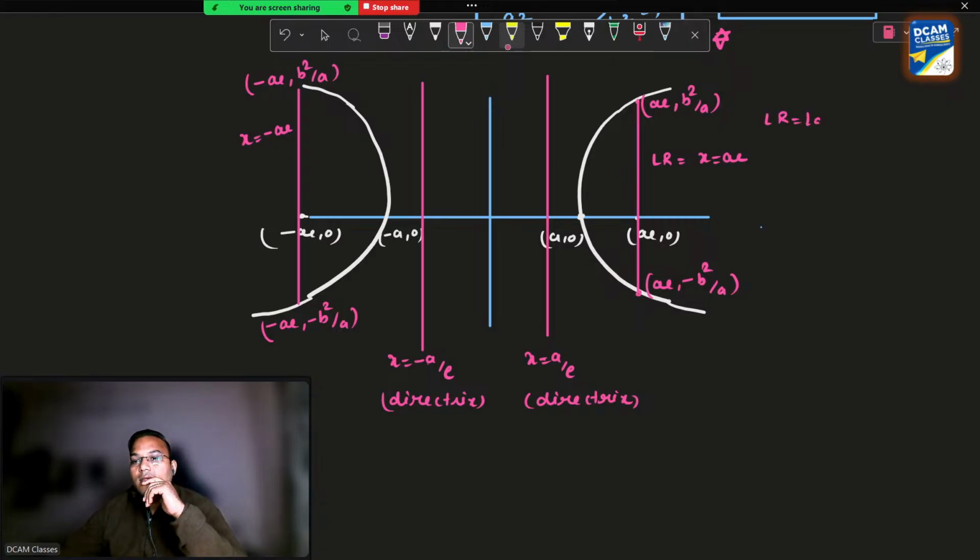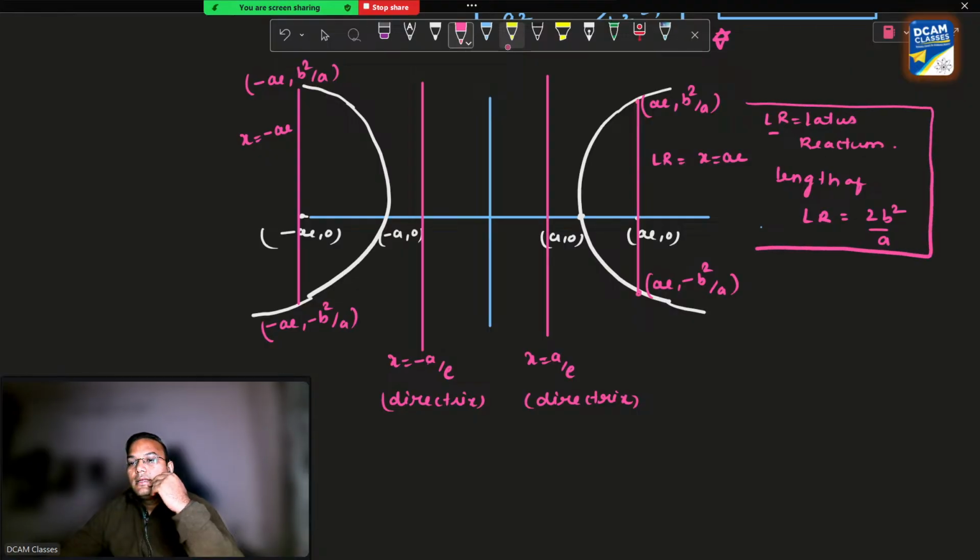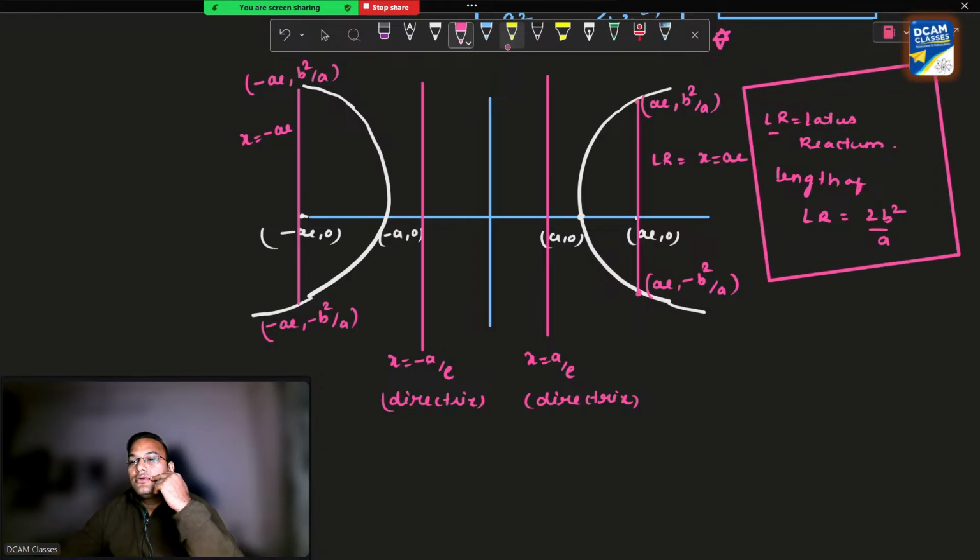Correct? It's not confusing, na? Okay, everything? If you relate it with the ellipse, it will be very easy. That's why I'm not writing it properly. I'm just showing this representation, LR and all. Length is 2b square by a. You already remember. Just after the class, look at it yourself. You'll get it. It's not difficult.